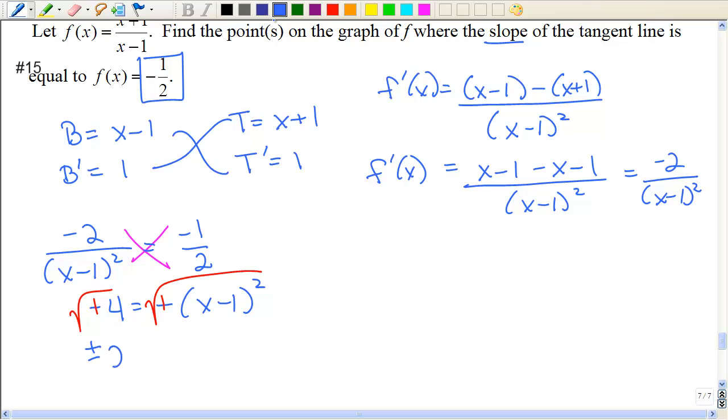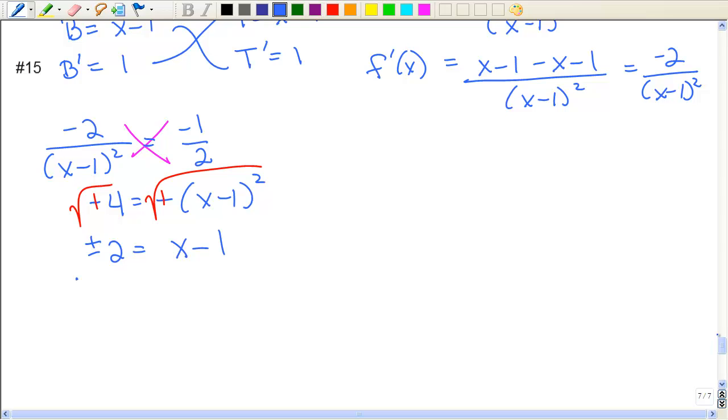So again, that's that plus or minus 2. This is where you've got to be careful here. So we're going to have plus or minus 2 plus 1 is equal to x. So 2 plus 1 is 3, but negative 2 plus 1 is negative 1. So I have 2 values for x. That means I've got to find 2 values for y.